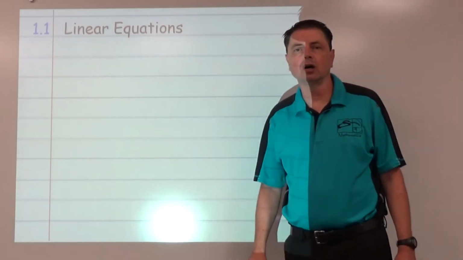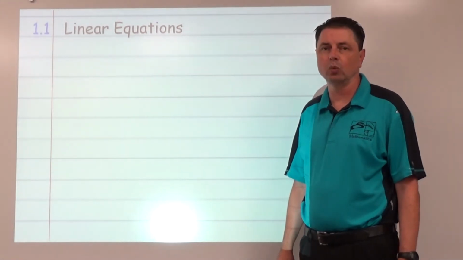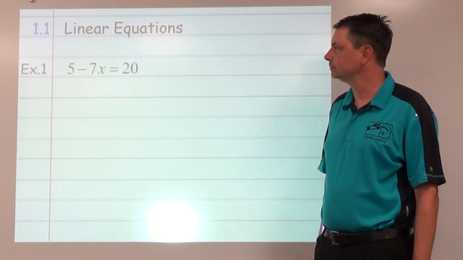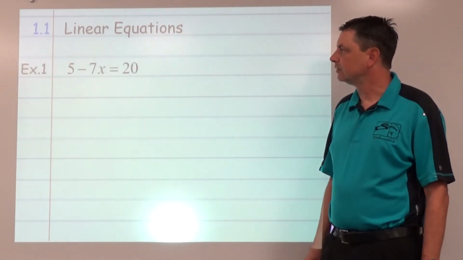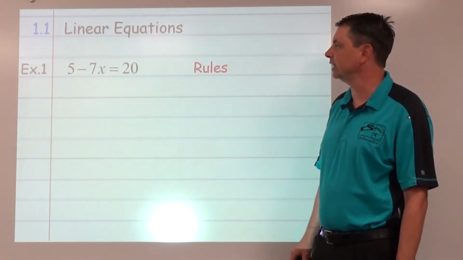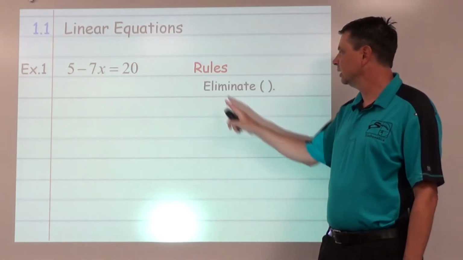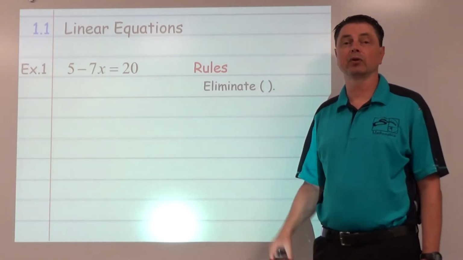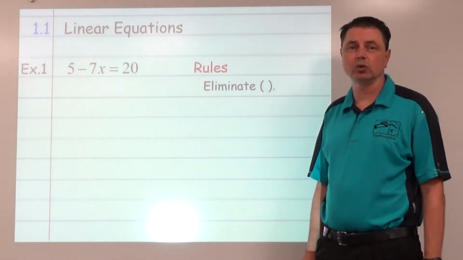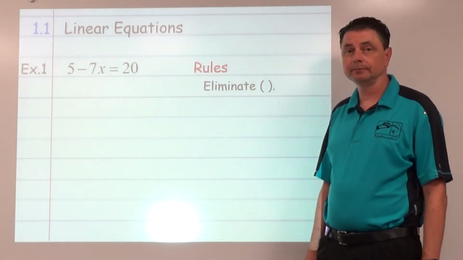All right, so our title today is Linear Equations. It is 1.1. We're going to begin with example number 1. 5 minus 7x equals 20. The rules to solving, in this case a two-step equation, are going to be, number 1, eliminate any parentheses if they are in the problem. We do not have that situation here, so we don't have to worry about that one.